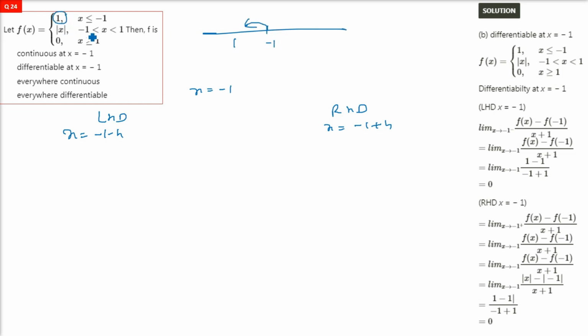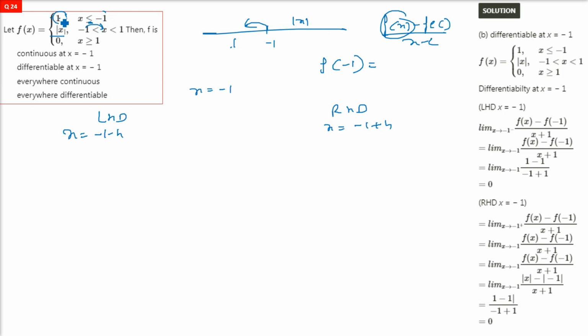So when you go on the right, you have to use modulus x. When you go on the left, you have to use a constant function, that is 1. Okay, the formula is now f(x) minus f(c) by x minus c. That is what you are going to use for limit x tends to c in this case. So f(minus 1), because f(c) is basically f(minus 1). What is f(minus 1)? When you put minus 1, what is the equality sign? It is going to be 1.